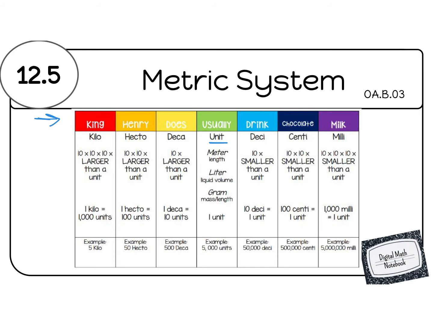But if we say it from king all the way down to milk, we're saying it from the largest thing to the smallest thing. So king stands for kilo, Henry stands for hecto, does stands for deca, usually stands for the unit, drink stands for deci, centi is chocolate, and milli is milk. If we are going from a larger unit, then we would multiply. Notice here that we are multiplying by 10, or multiplying by 10 times 10, which we know is 100, or multiplying by 10 times 10 times 10, which is 1,000.